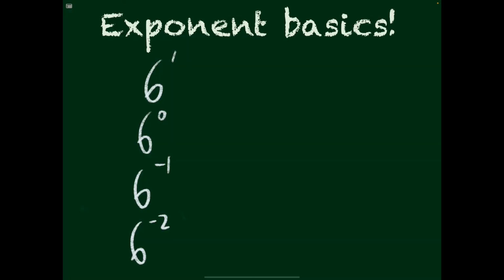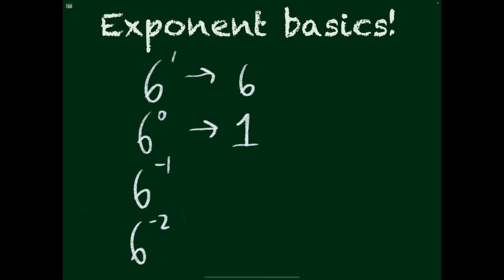Okay, and here we want to look at what happens when we have a negative exponent. We're going to look at a pattern. So 6 to the 1st power is just 6. 6 to the 0 power is 1. Anything to the 0 power is 1. So you have to remember that.